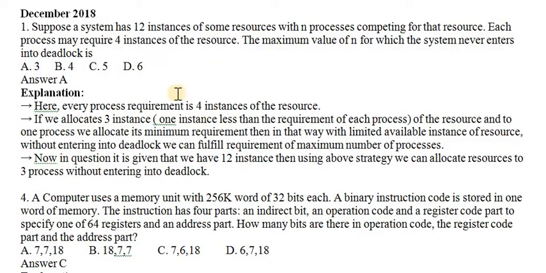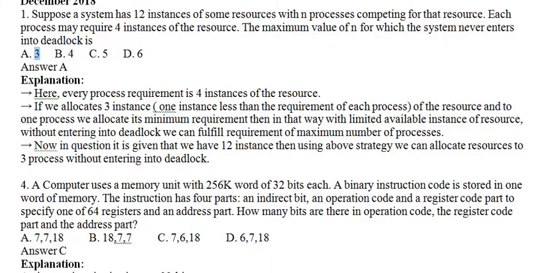Then what is the number of processes for which it never has deadlock? Okay, so here they mentioned 4. So now what we want to do here is we can allocate 3 processes with 12 instances, each 4. Okay, so never having deadlock is nothing but 3.